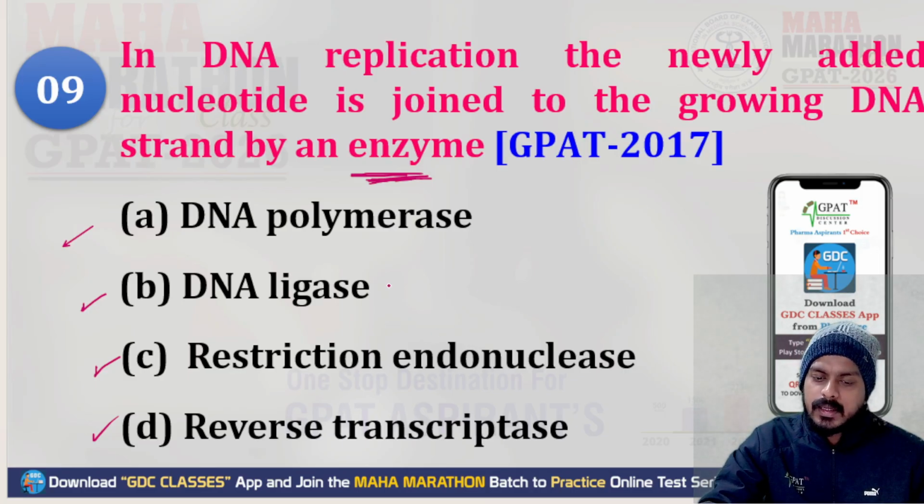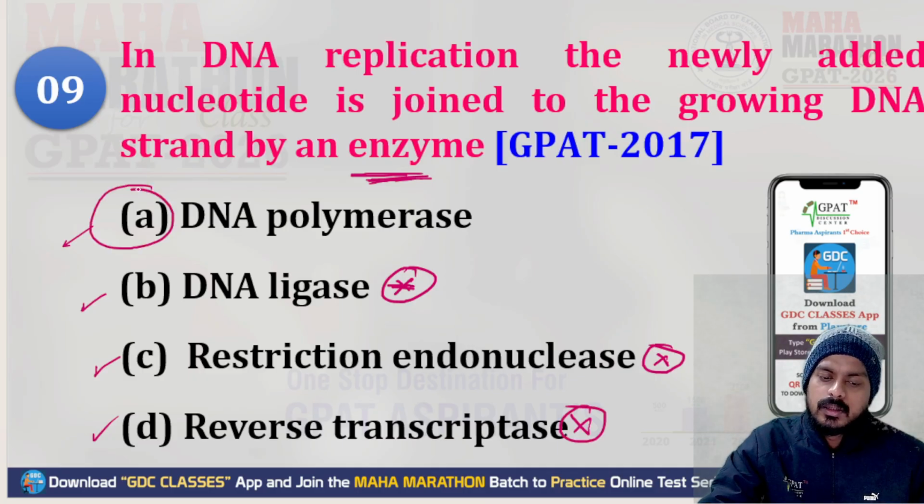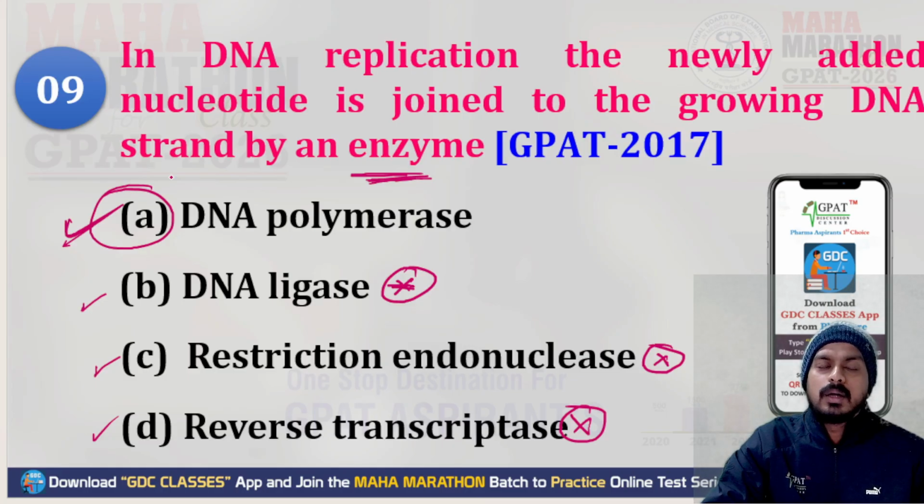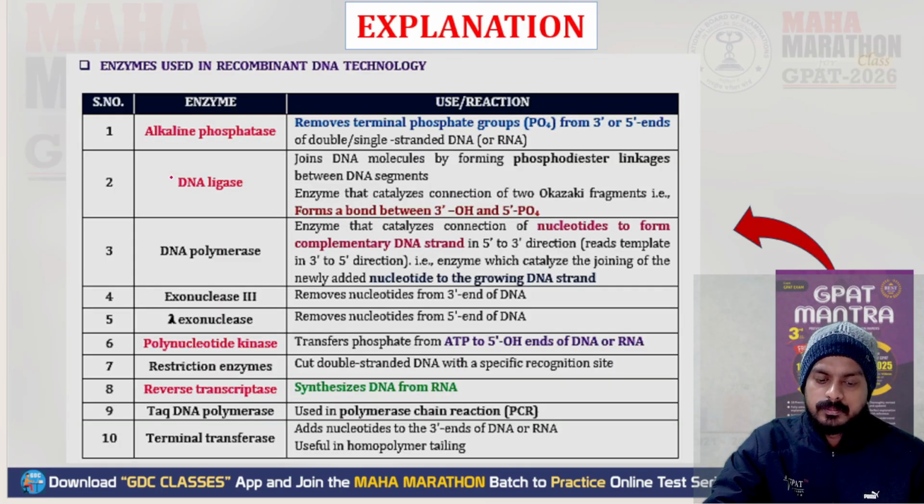First, DNA ligase joins fragments of DNA, so that option is not correct. Restriction endonuclease is for cutting of the DNA. Reverse transcriptase is for synthesis of complementary DNA from RNA. This is also not the answer. The correct answer will be DNA polymerase. So DNA polymerase helps in replication, with the addition of the nucleotide to the newly added strand. Next question. Polynucleotide kinase transfers phosphate from ATP to the 5' OH end of DNA and RNA. Reverse transcription is synthesis of DNA from RNA. We have already discussed these things.